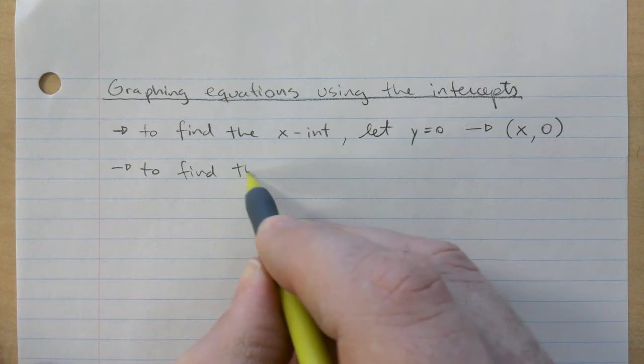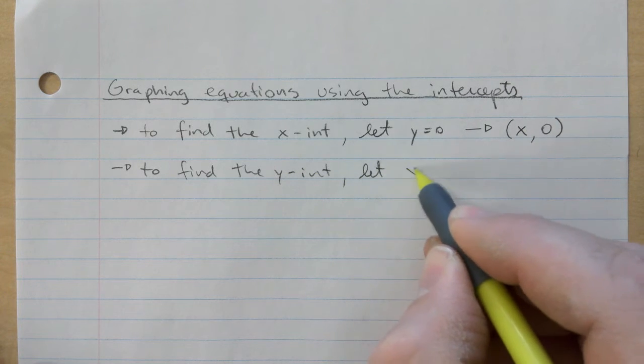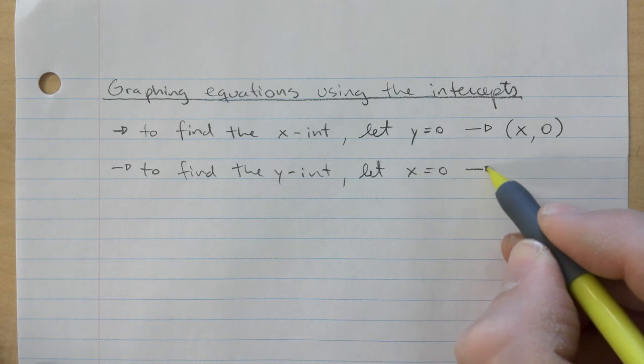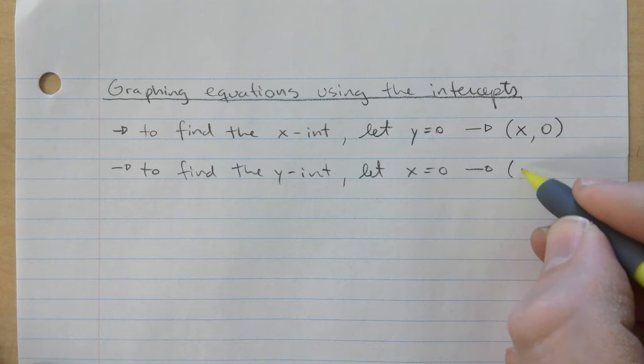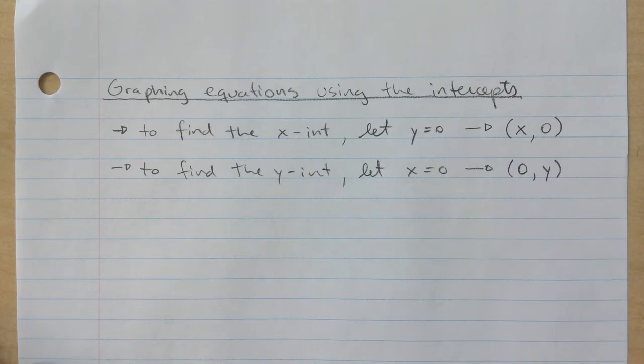To find the y-intercept, let x equal to 0. And so what you get from that is x is equal to 0, and you're going to get a value for y.